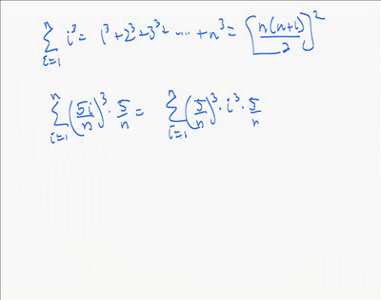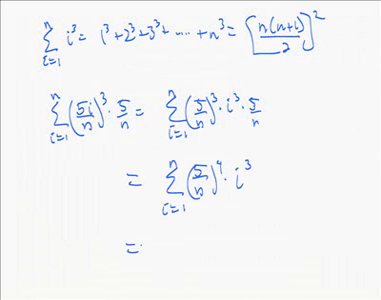Now the only thing changing as our index goes from 1 to n is the i value. So I could say this is the same as the sum i goes from 1 to n of 5 over n cubed times 5 over n. So that's 5 over n to the 4th times i cubed. In other words, we have 5 over n to the 4th times the sum i goes from 1 to n of i cubed.